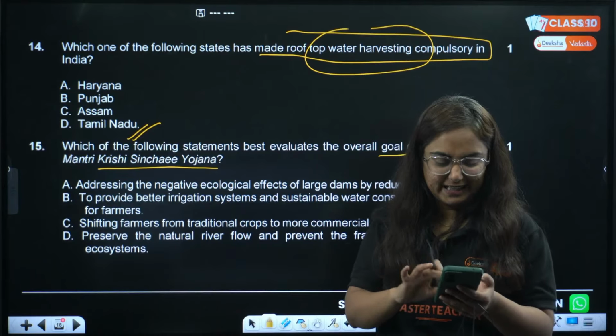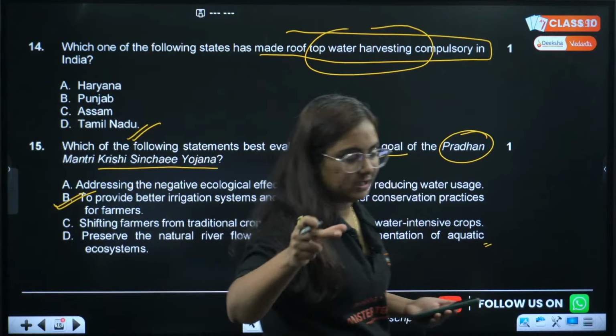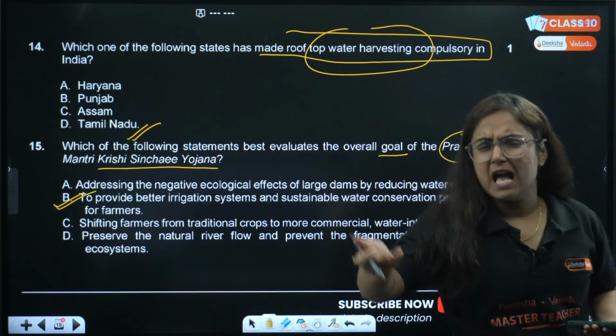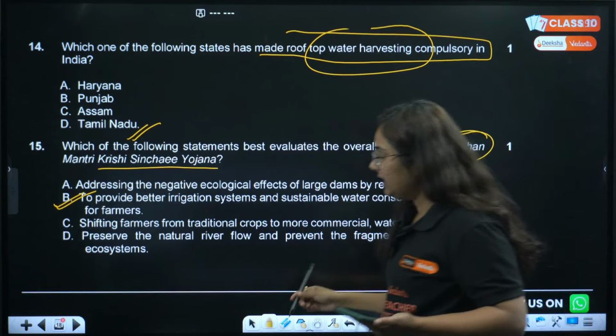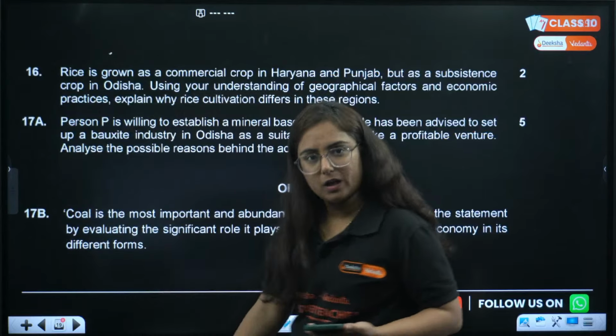Good, guys. Yes. So, Pradhan Mantri Krishi, that is agriculture, Sinchai, that is irrigation, and Yojana, that is scheme, which clearly defines what the question asks for. Okay, moving to the next question, the 16th question of the day.